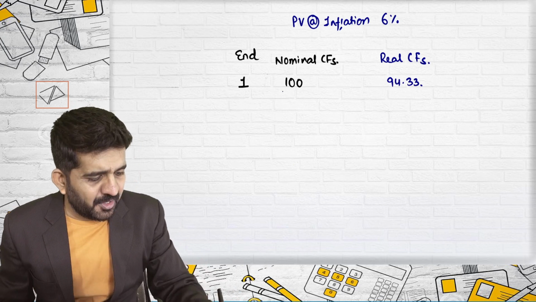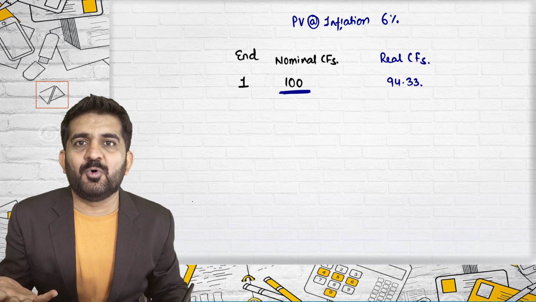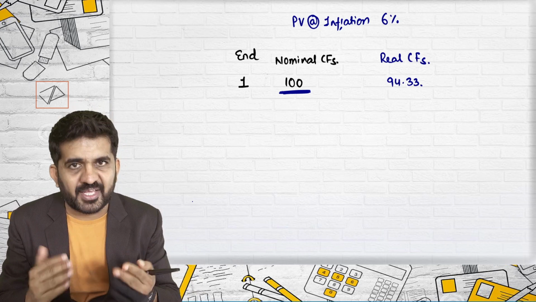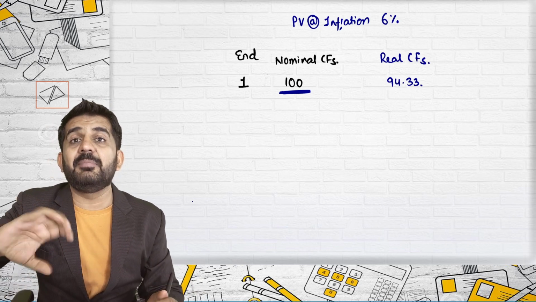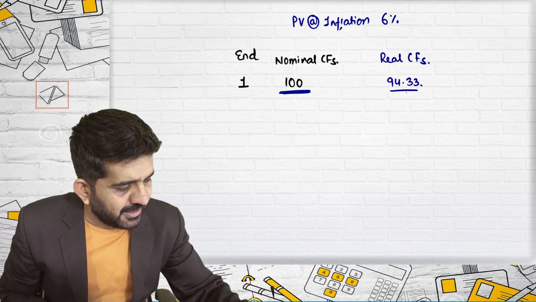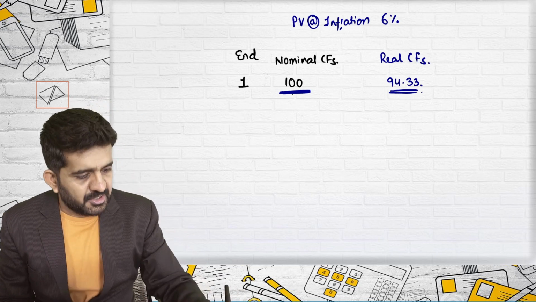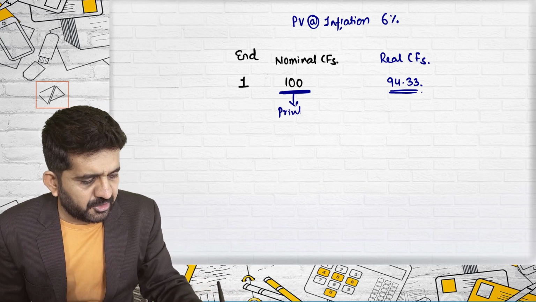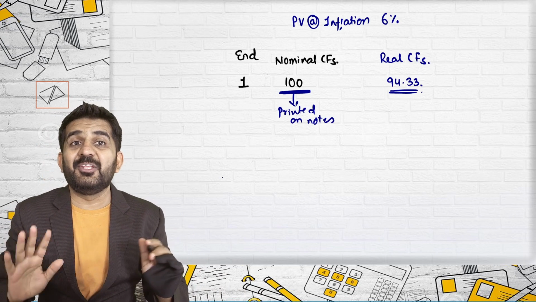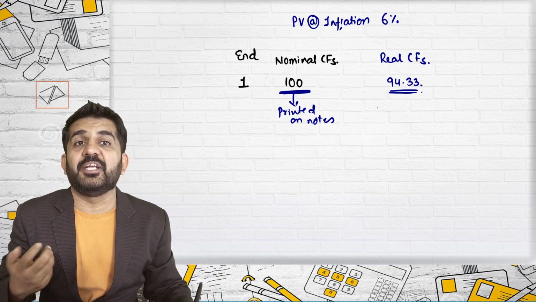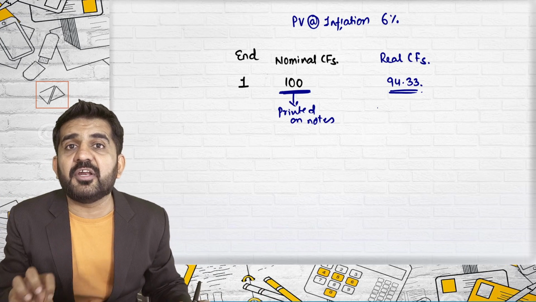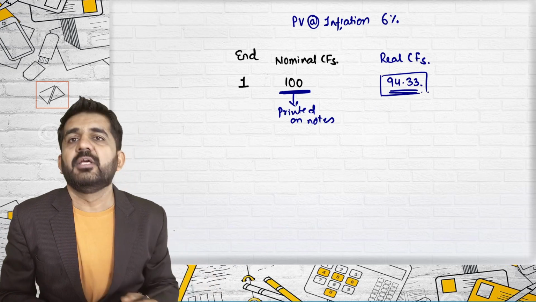If you want to remove inflation from this, why do you need to remove it? Because you are not getting 100 rupees today, you are getting it after 1 year. If you are getting it after 1 year, the inflation will be there in that 1 year. If you want to remove that effect of inflation, then these are your real cash flows. See, 100 nominal is always printed on the note, on your money. Real you cannot see. It will not be printed 94.33. But the real value, considering the inflation, of this 100 rupees after 1 year will be 94.33. Is it all right?